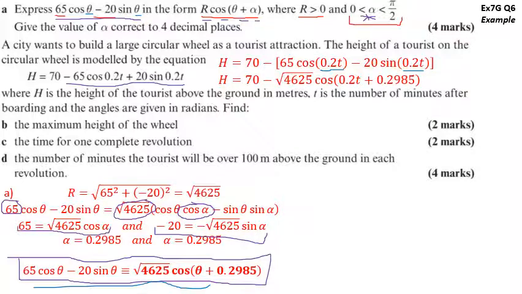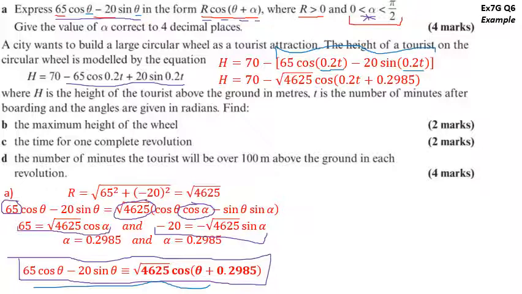If I recognize that 0.2t is theta, then the entire section that I've put in brackets for h, 70 minus something, that entire thing can be replaced with 70 minus my new expression. Why we do that will become much clearer once we start solving problems involving the height and time.